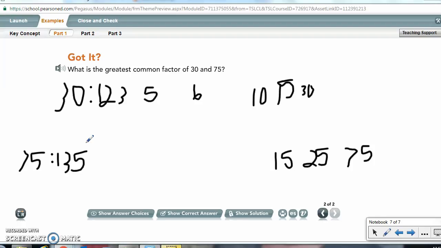7 does not, 8 does not, 9 does not, 10 does not, 11 does not, 12, no, 13, no, 14, no, 15, we already have. So let's go through and find our common factors. No, no, 5 does, 3 does, and 1. What's the greatest common factor among all of these? Well, 15.